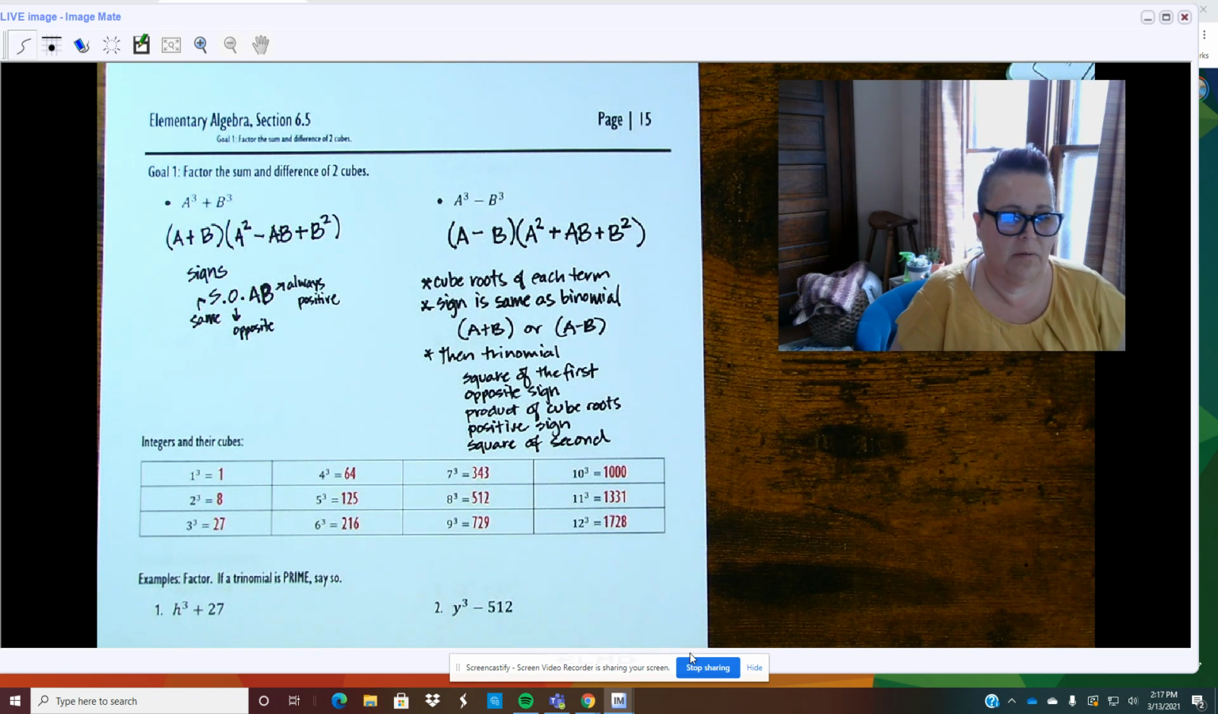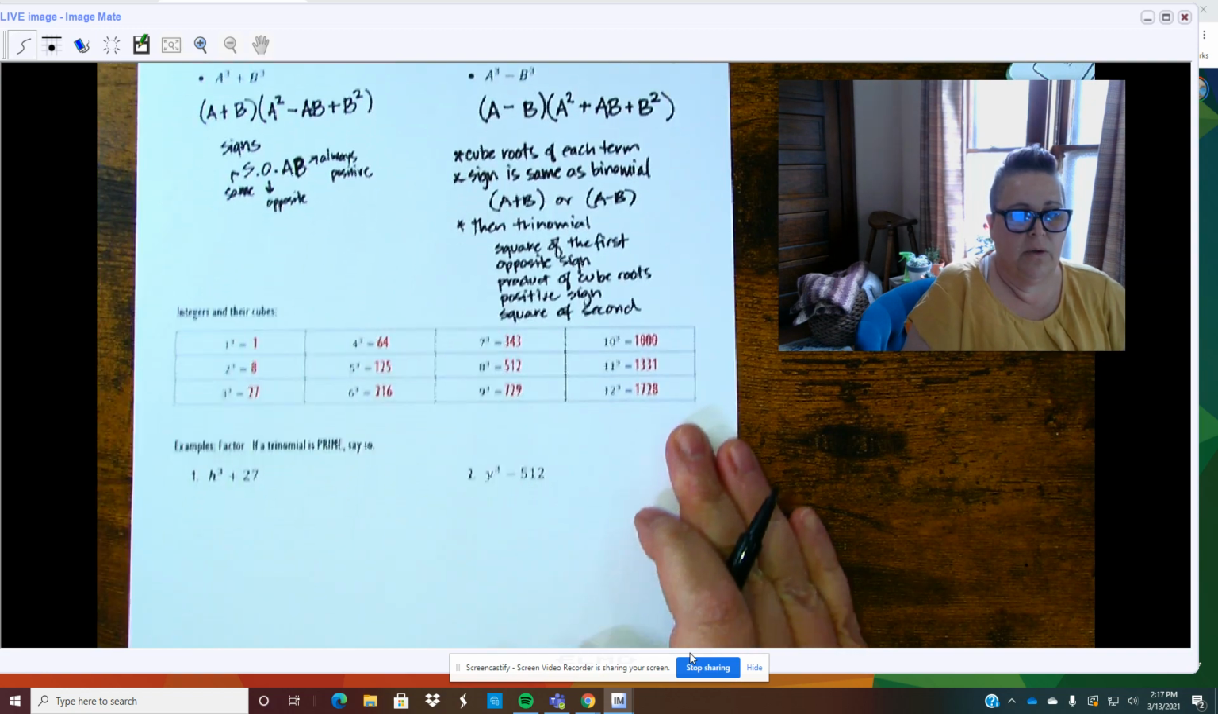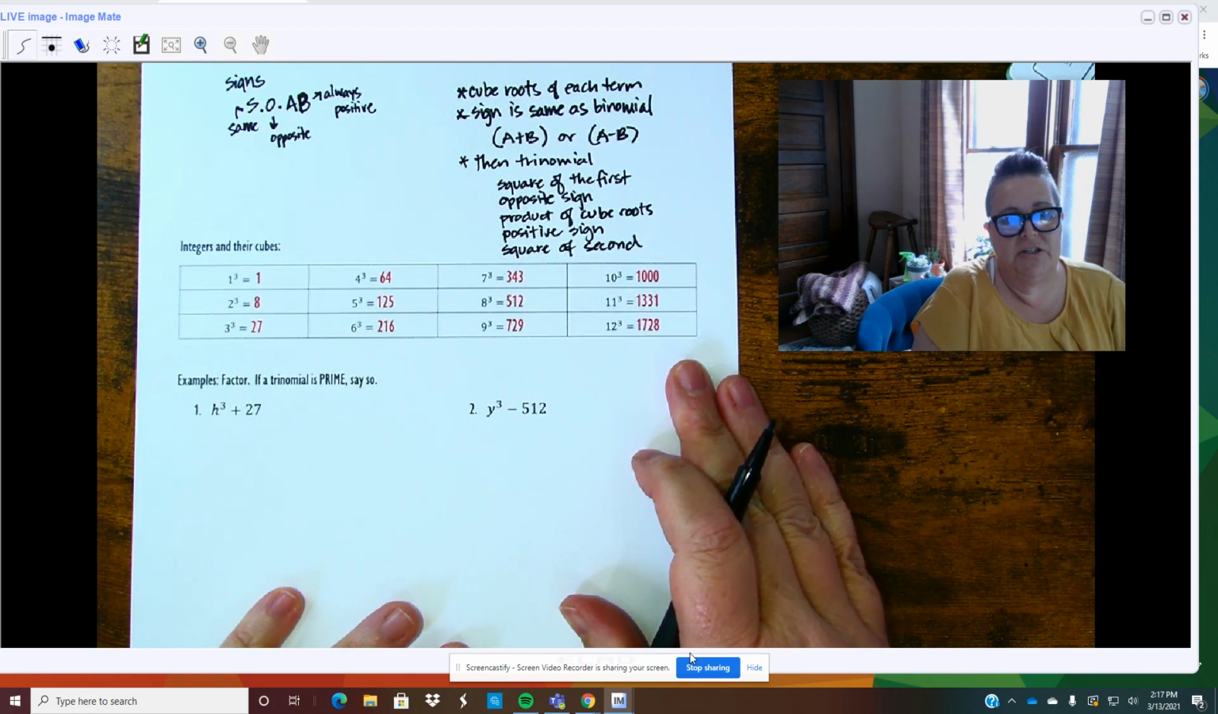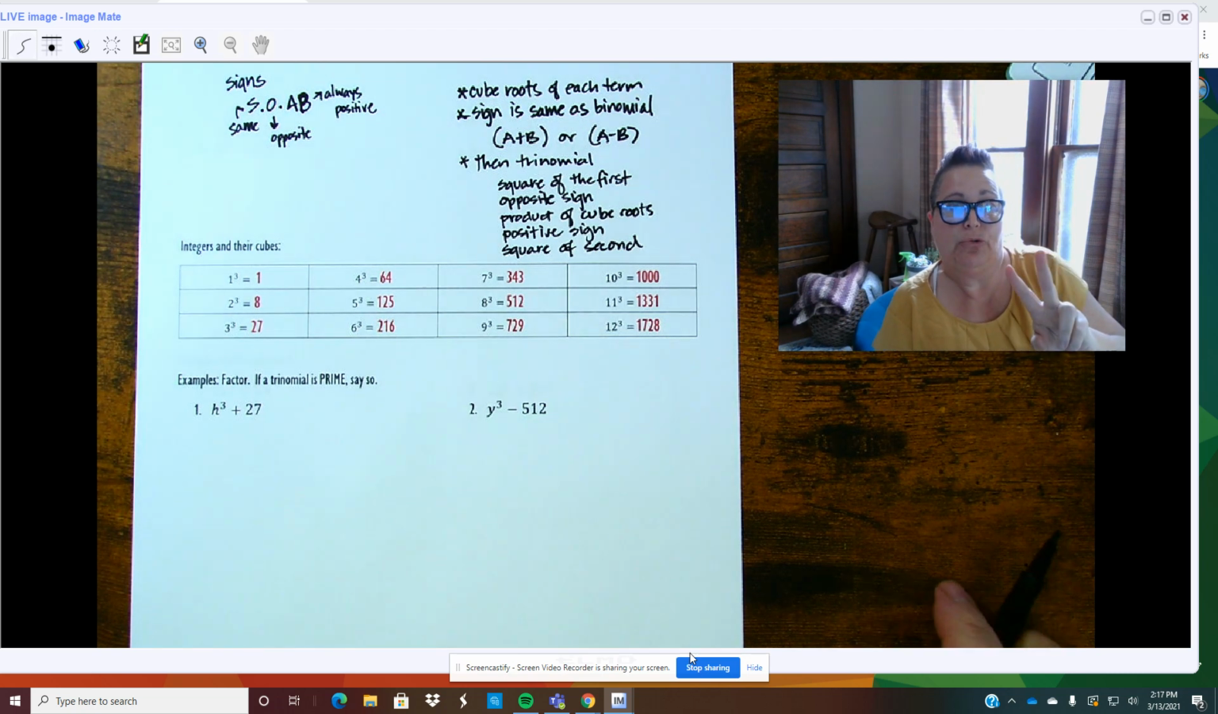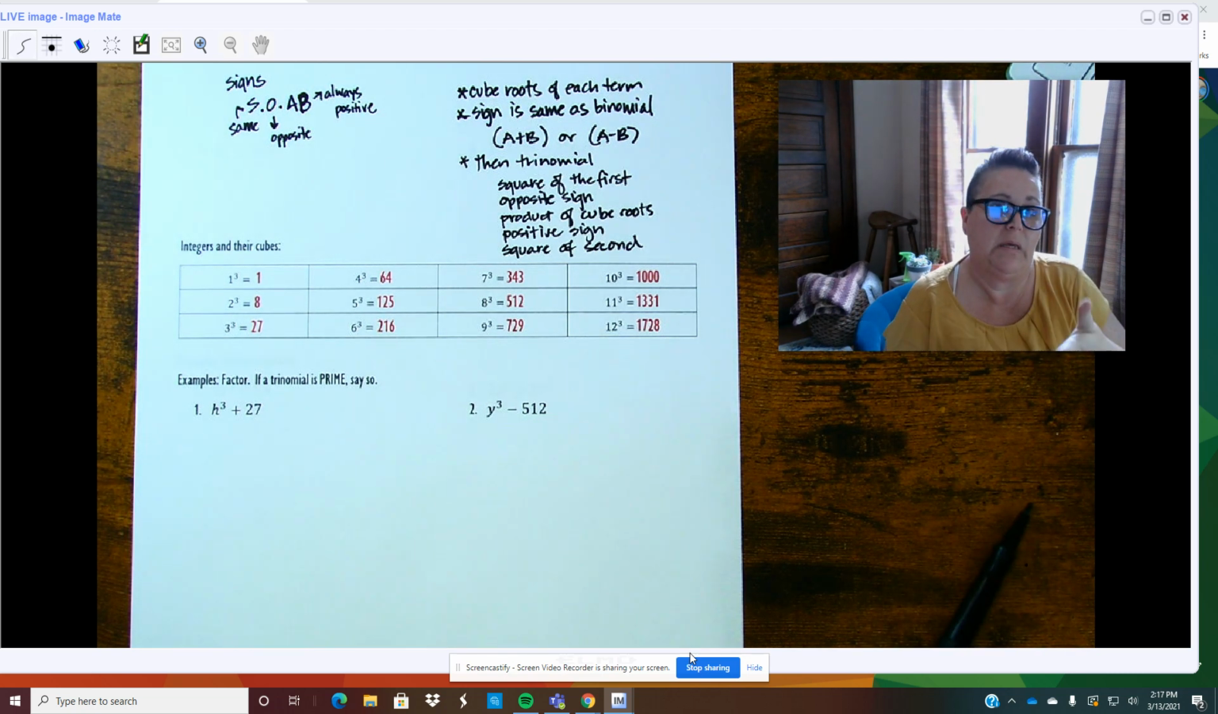All right. Okay, so my first example is h cubed plus 27. This is a two-term expression. It could be the difference of two squares, except h to the third is not a square, and 27 is not a square number. So this is not going to be the difference of squares, aside from the fact that it's a sum and not a difference. But it has two terms, so I had to consider that.